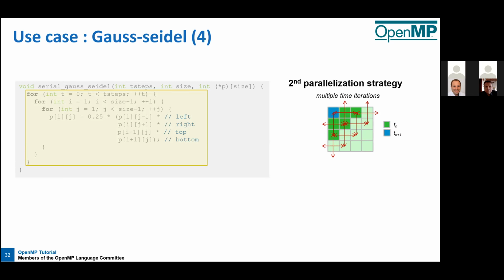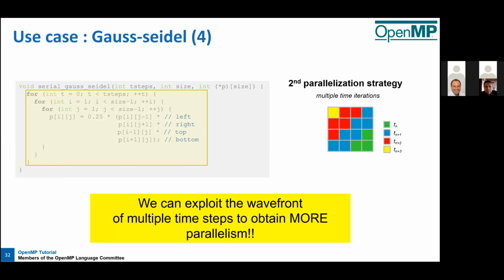Now, if we are far along with those two waves, we can actually start a third one. So we can now have the green wave, the blue one, and the red one active at the same time. And if the grid is large enough, we can start multiple of those concurrent waves according to the n plus third, n plus fourth time step and exploit more parallelism, right?